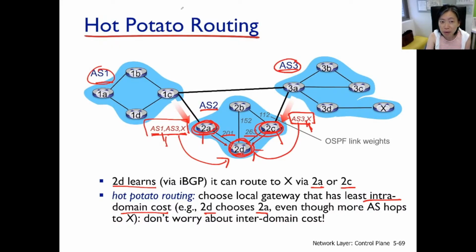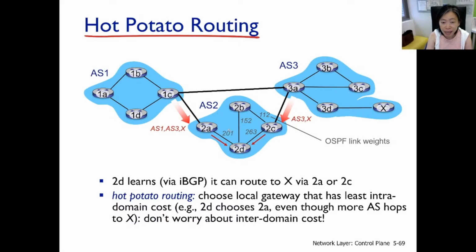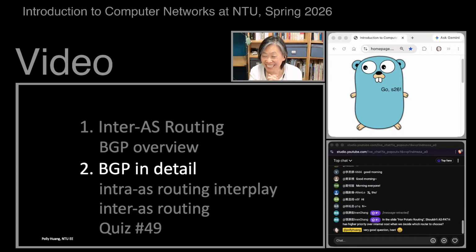This is also very well known as hot potato routing. Allow me to explain. 2D is this guy holding a hot potato. The packets are almost like these hot potatoes, and 2D can't wait to get rid of these packets. So 2D wants to pass the hot potatoes, the packets, as soon as possible. Therefore, it picks this poor guy here, 2A, to throw all the hot potatoes over, because the distance is shorter. All right, so hot potato routing.